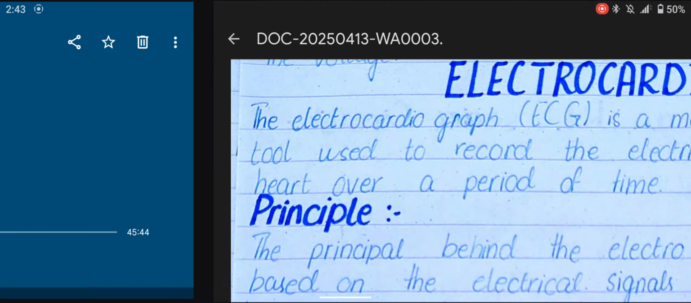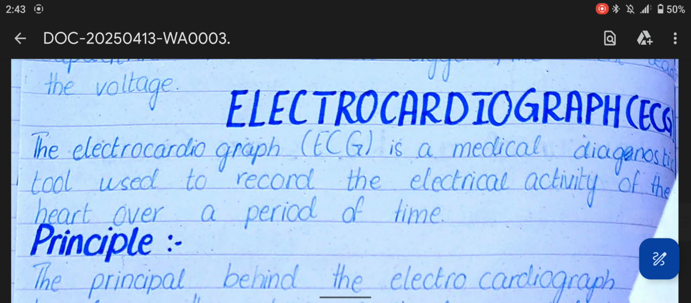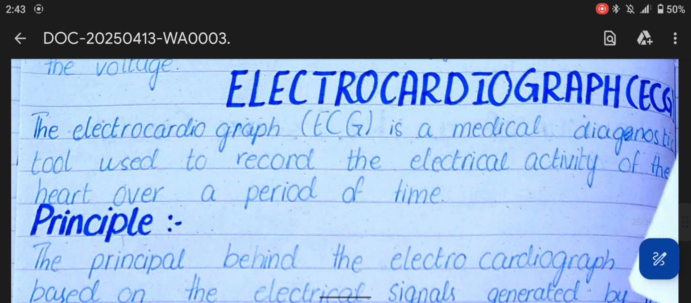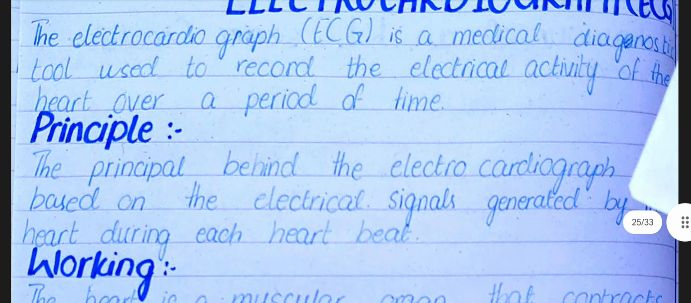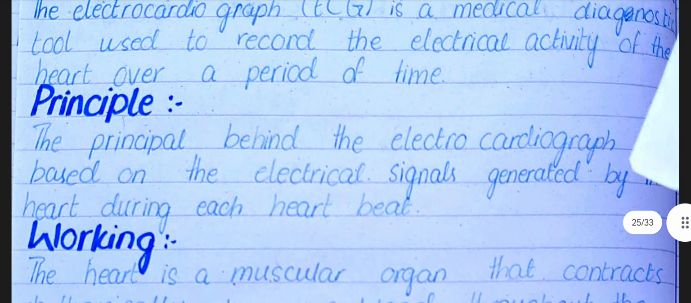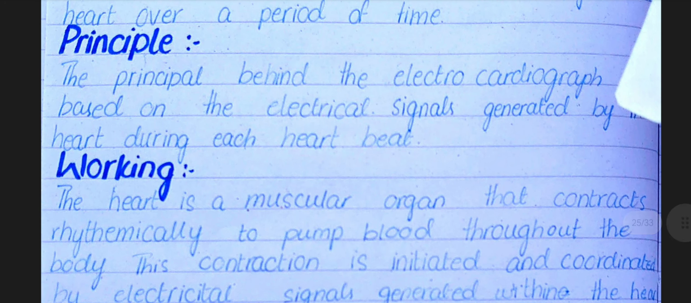Electrocardiograph (ECG). The electrocardiograph (ECG) is a medical diagnostic tool used to record the electrical activity of the heart over a period of time. Principle. The principle behind the electrocardiograph is based on the electrical signals generated by the heart during each heartbeat.